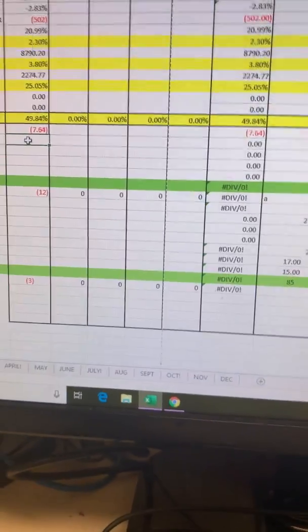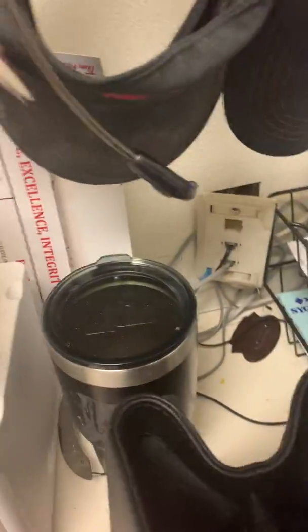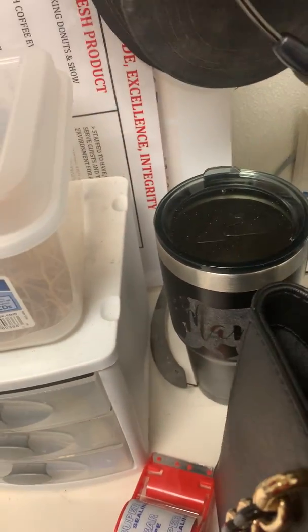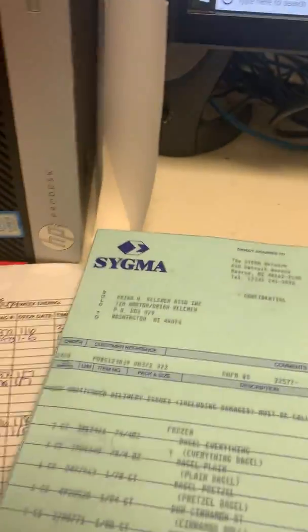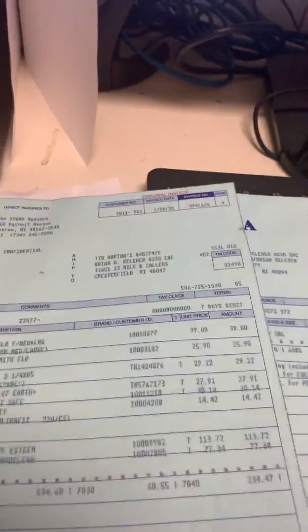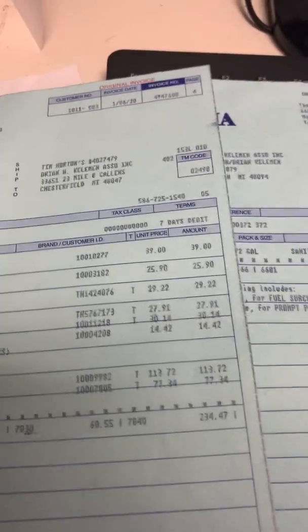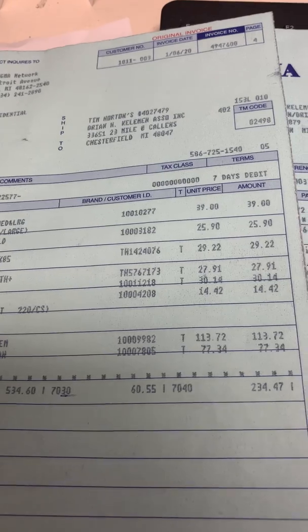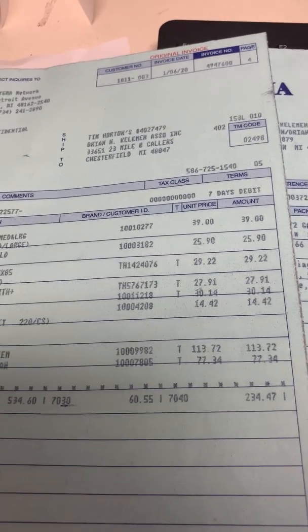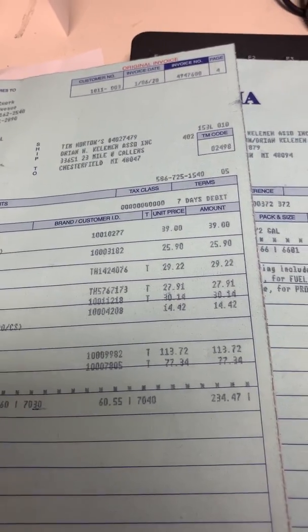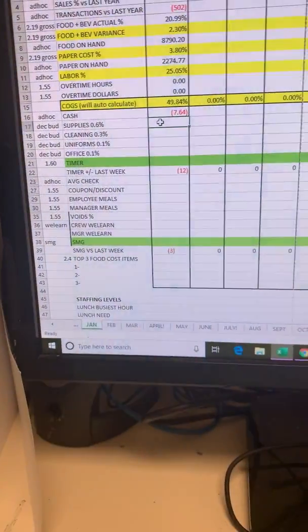Okay, now supplies. These are found on your 2 truck orders for the week. I do not have mine from last week, so I'm just going to show you what I have for this week. Okay, your supplies is 70/30. So I'm just going to add in both 70/30s, and then I'm going to plug that in there.